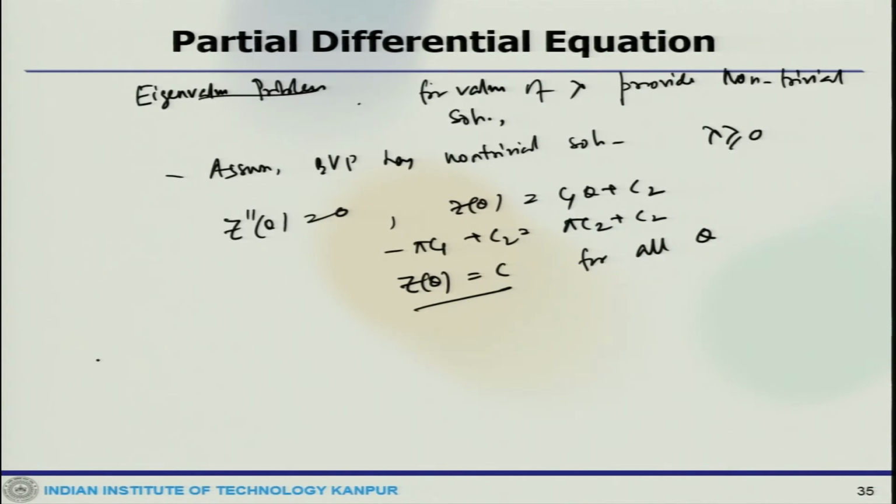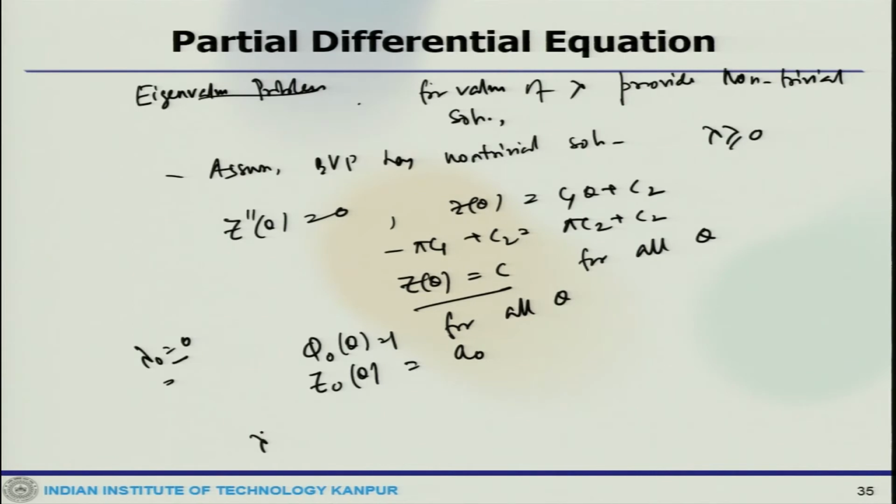Now, we can say that lambda naught is 0. So, we pick the special eigenfunction phi naught theta equal to 1 for all theta, so z naught theta would be a naught for all theta. Now, since lambda naught equals 0, we can look for the positive eigenvalues of this problem.